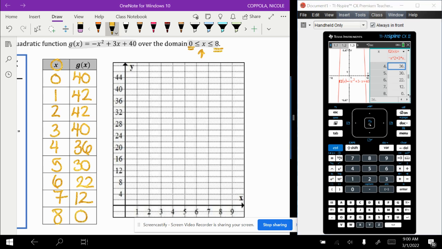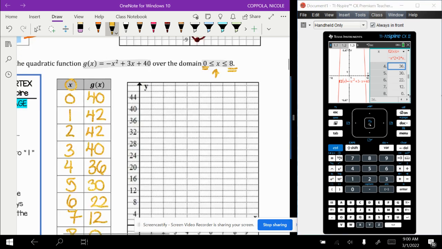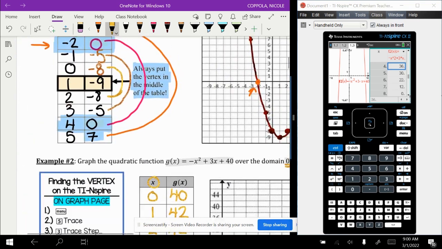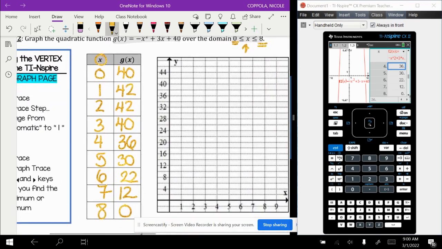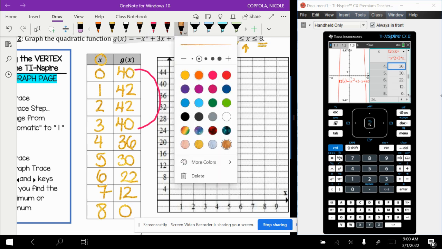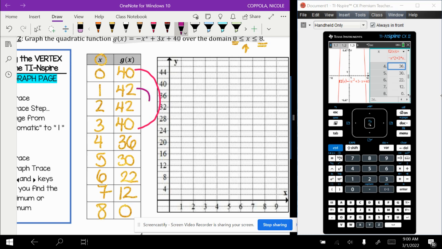Now, remember what I told you about symmetry, about the vertex in this previous example where we're going to create those rainbows. So if I look here, I'm trying to find some symmetry, some matching numbers, and I see 40, 40. And I also see 42, 42. What this signals to me is that my vertex has got to be directly between 1 and 2, okay? Because your vertex is always going to be that odd man out.